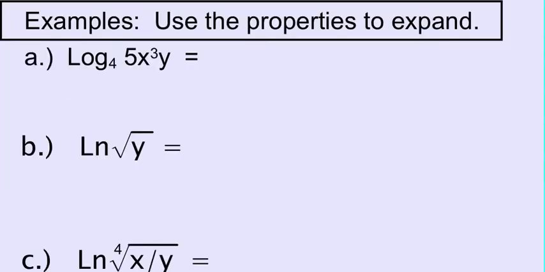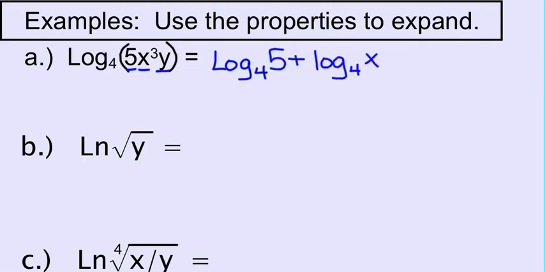So here are some examples of when we would use those properties to expand. For example A, logarithm base 4 of 5x cubed y. If you want to throw parentheses around here, you can do so. What we want to do is expand this logarithm out to multiple logarithms. Notice the 5, the x cubed, and the y are all multiplying each other. So to expand those out, we are going to add those 3 pieces. They will all have the same base.